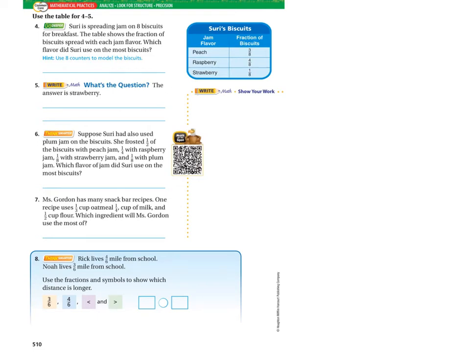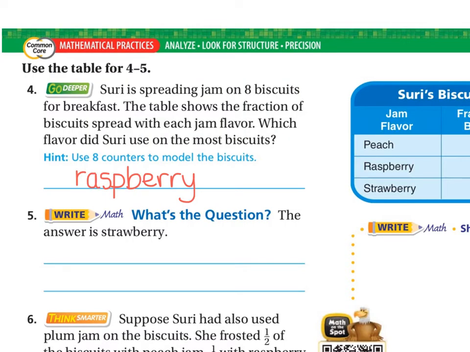Good morning, third grade. Today we are checking page 510. Let's start with number 4. The answer to number 4 is raspberry. Keep listening if you need some help with that.